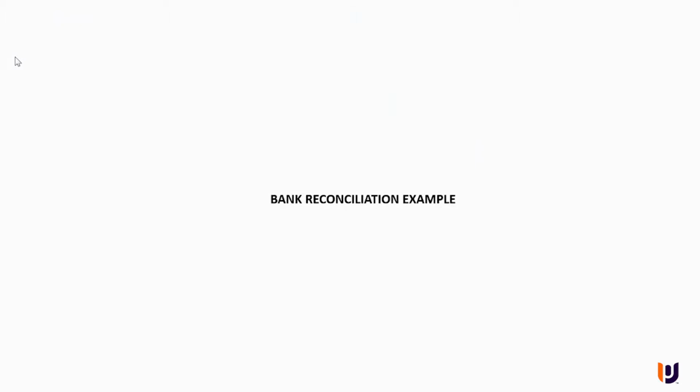The bank reconciliation is performed to align your general ledger book balance with the balance in your bank. Differences are accounted for and are attributable to timing differences or errors. Here is an example of a bank reconciliation.